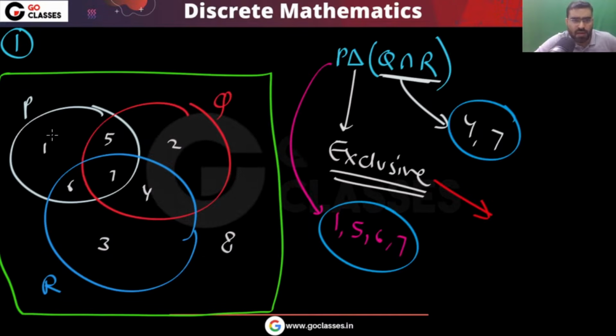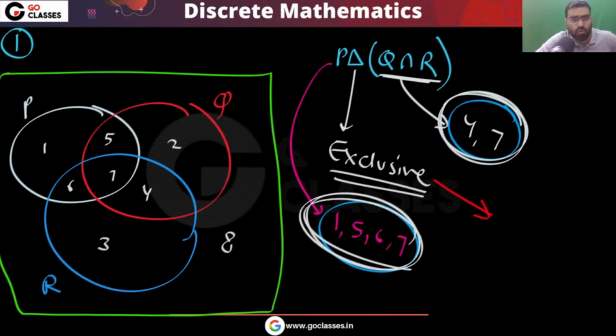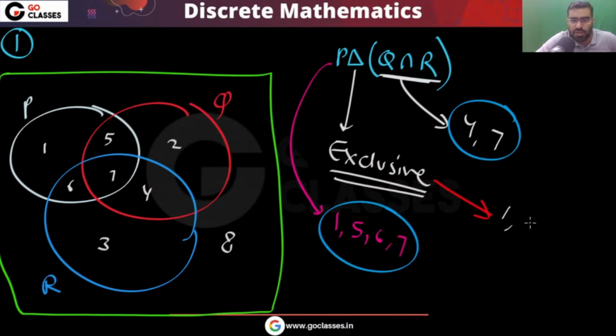P has 1, 5, 6, 7. This is what P has. And this Q intersection R has 4, 7. What is exclusive between these two? Between these two, 4, 7. What is exclusive? You can notice 1, 5, 6. This is exclusive in P, and this 4 is exclusive in Q intersection R.